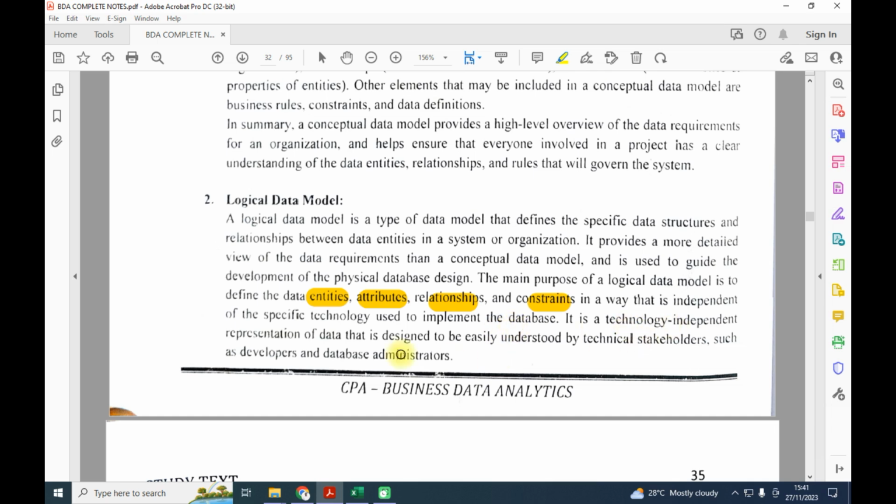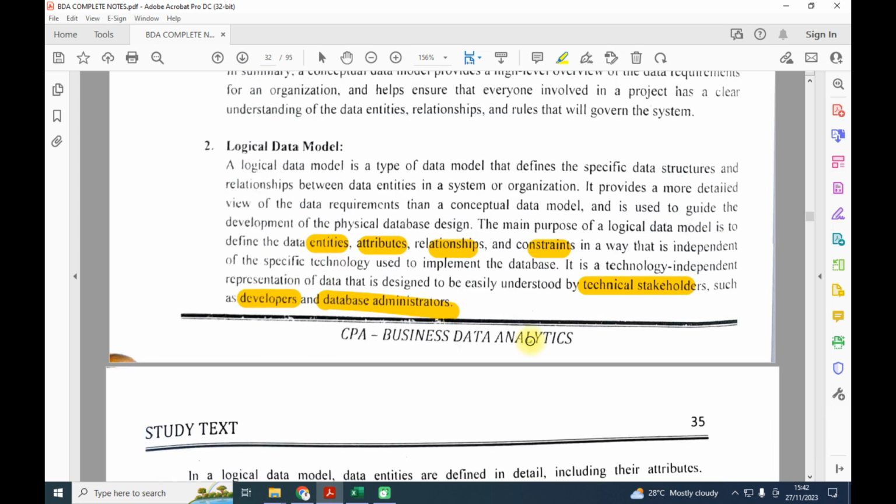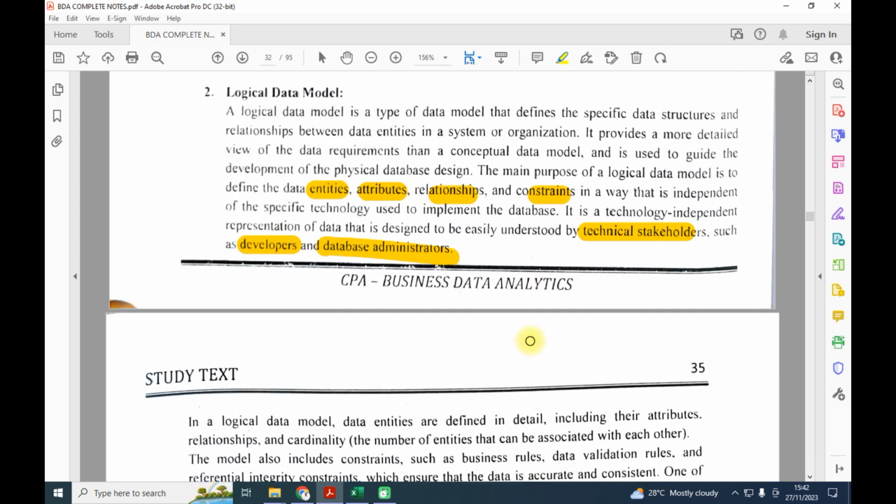It is a technology independent representation of the data that is designed to be easily understood by technical stakeholders such as developers and database administrators. So that is key. Here we are using the technical stakeholders, and these technical stakeholders are the developers and database administrators. These are the people that are using the system, or the people that are developing this particular system. That's why we are calling it a high level now for the technical people.